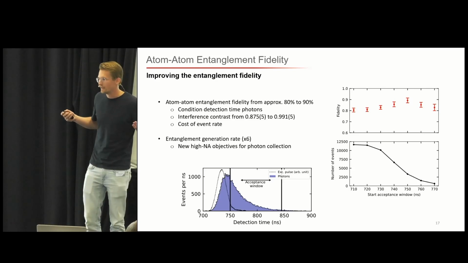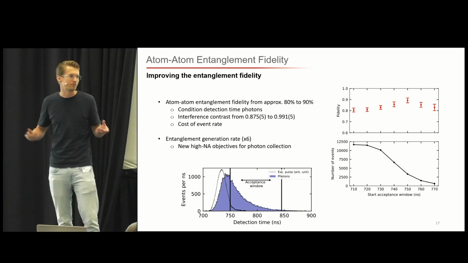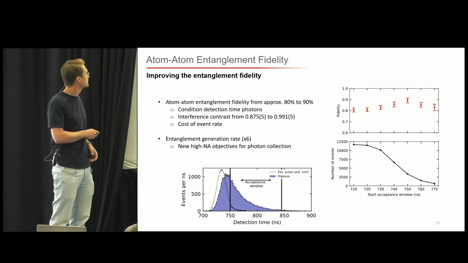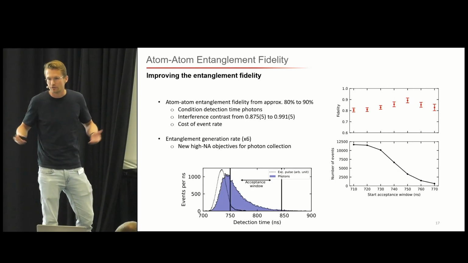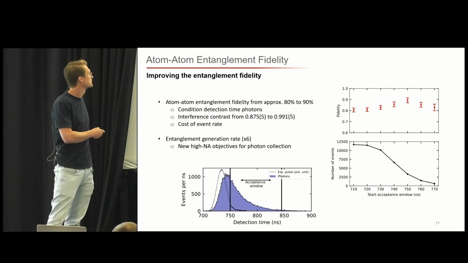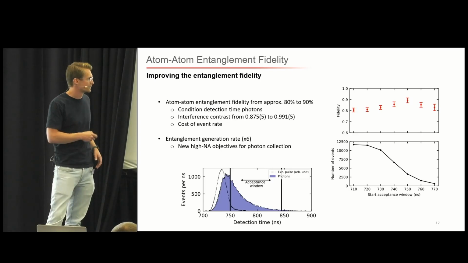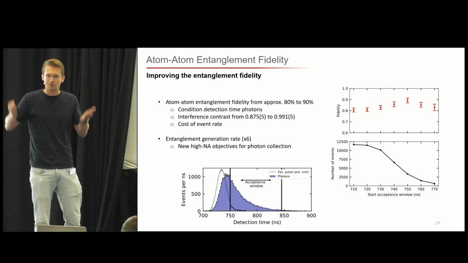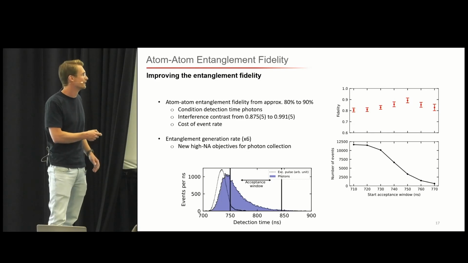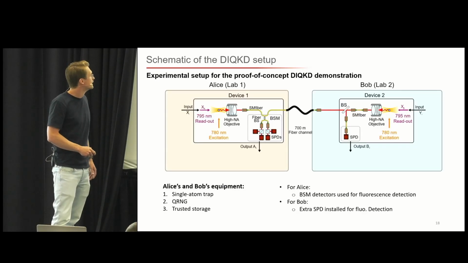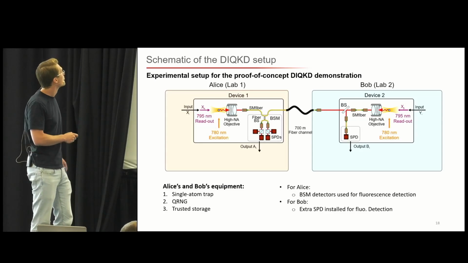Another improvement that we made is we implemented new microscope objectives for the two atoms, and thereby we could collect the fluorescence of our atoms more efficiently, and we increased the event rate by a factor of 6, and therefore we could make this trade-off of getting the higher fidelity. Okay, then what was our setup?